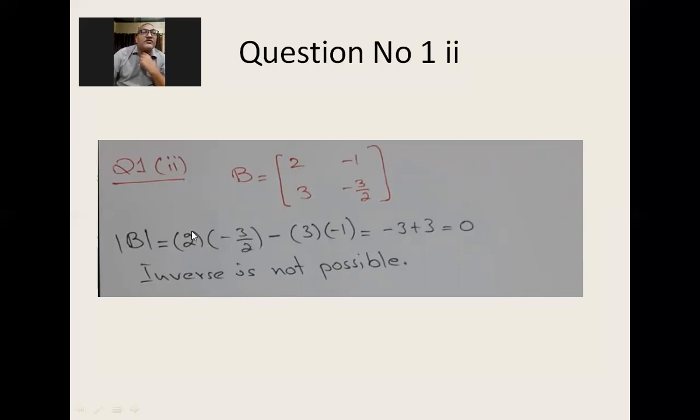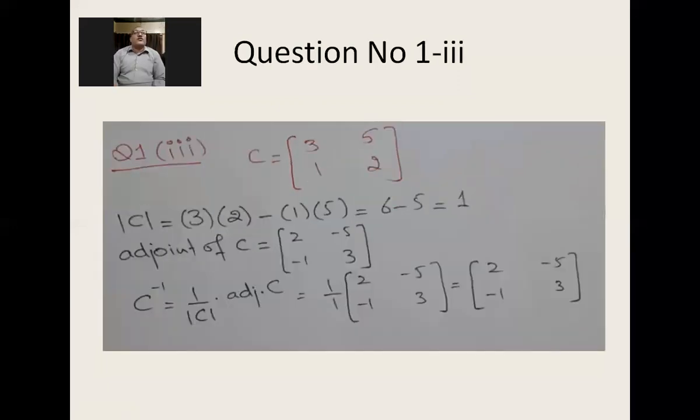So that will be equal to, 2 and 2 cancel, you will have minus 3 here, and minus times minus gives plus, so you will have 3. Minus 3 plus 3, and that will be equal to 0. So the determinant of this matrix is 0. This is a singular matrix, so its inverse is not possible. Any matrix whose determinant is 0, you cannot find its inverse. So that was question number 1, second part.